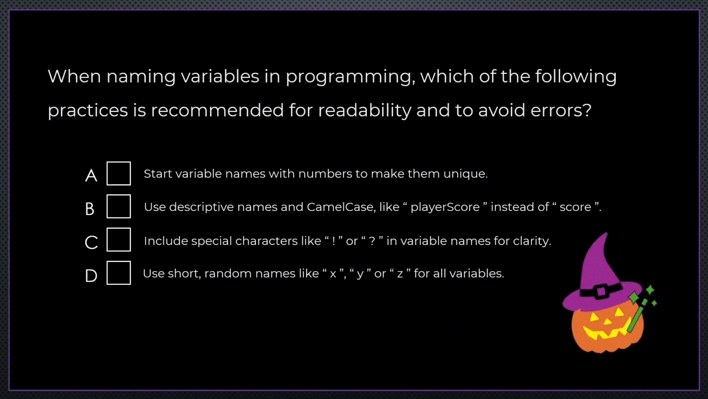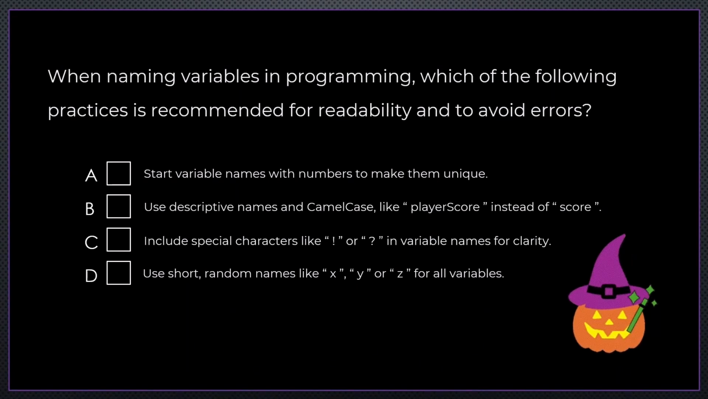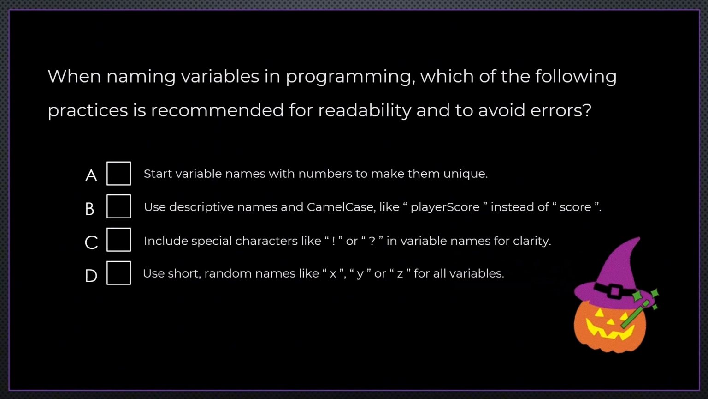Option C. Include special characters like exclamation marks or question marks in variable names for clarity. Option D. Use short, random names like X, Y, or Z for all variables.